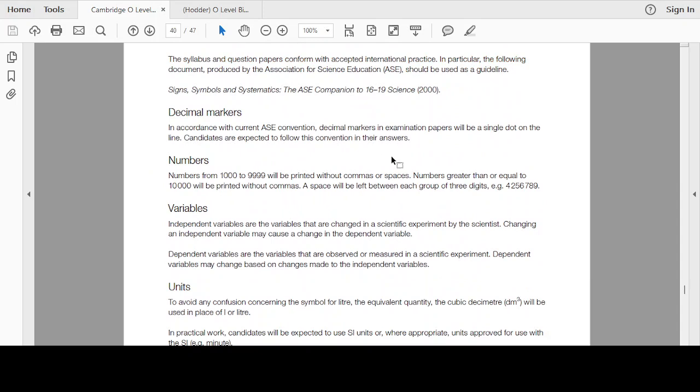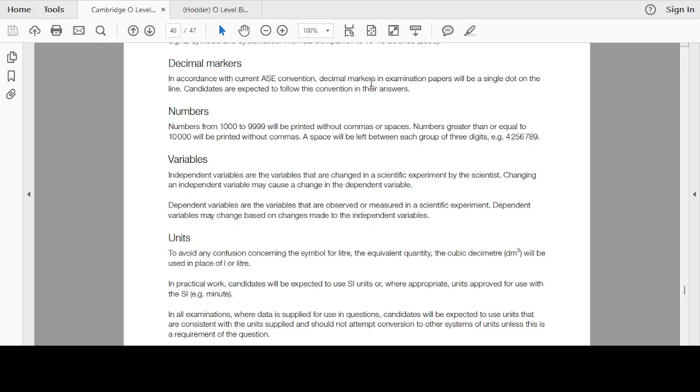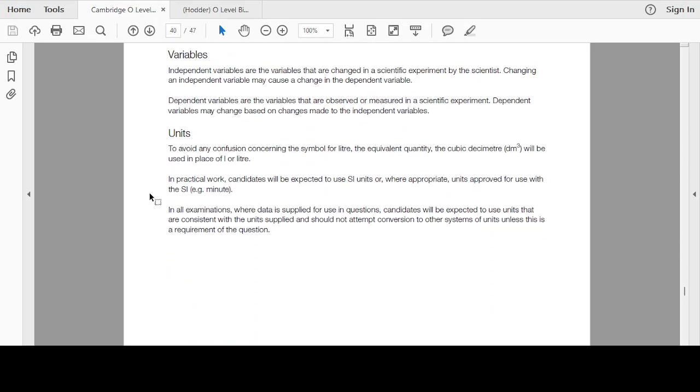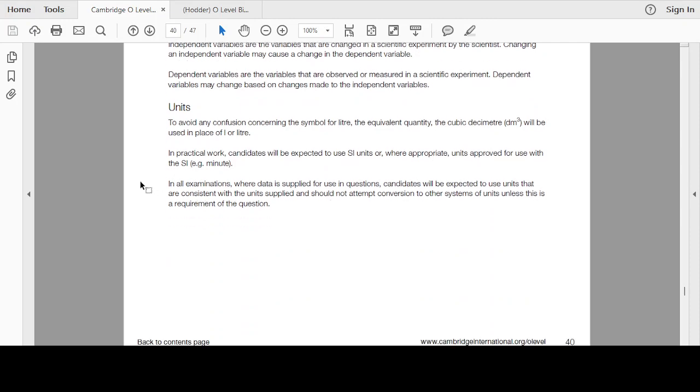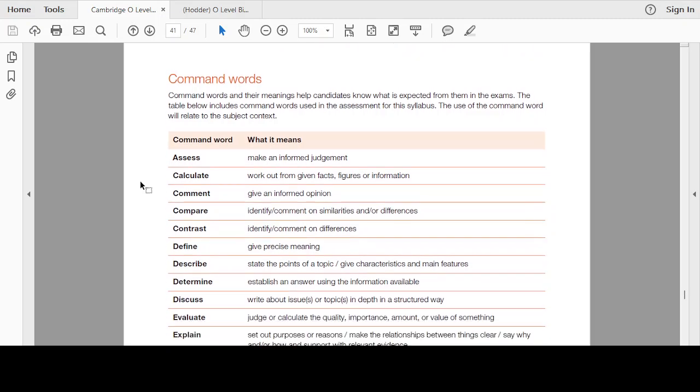Okay, decimal marks. Decimal mark in examination papers will be a single dot on the line, right? Numbers, variables, I think we can skip this. Units should be the SI units, right? Approved SI units. So you're not going to write something in inches or Fahrenheit.